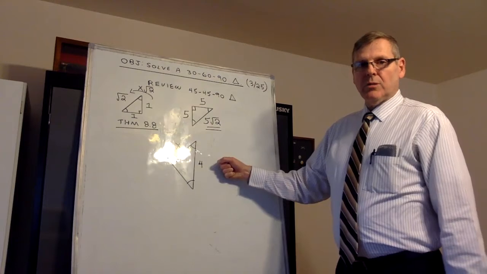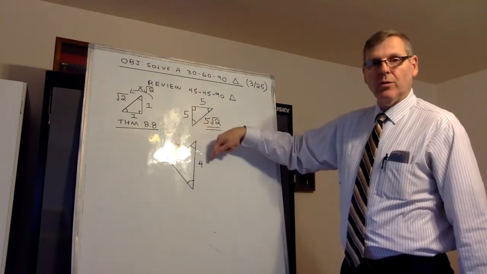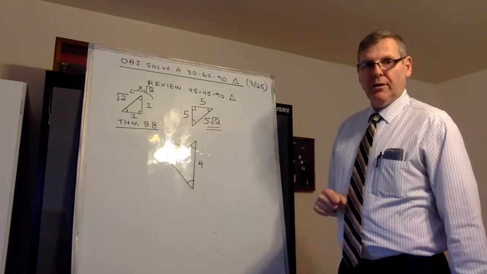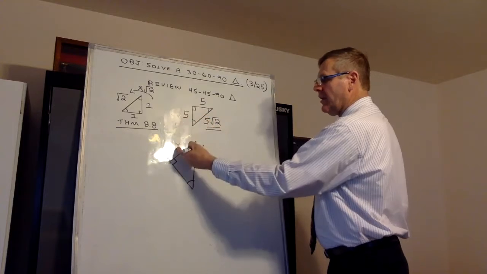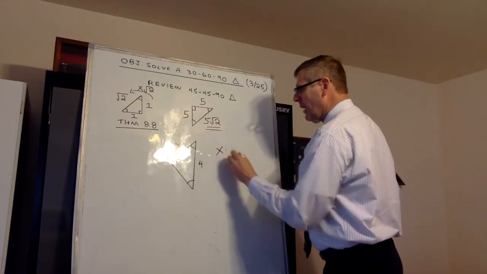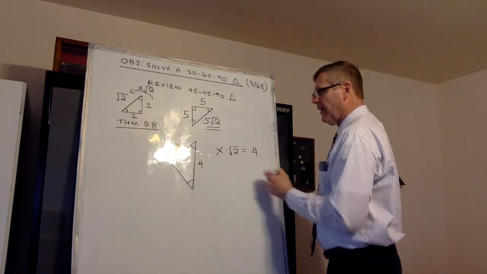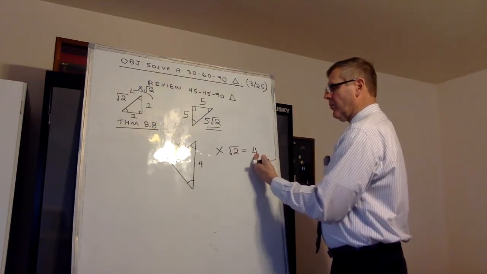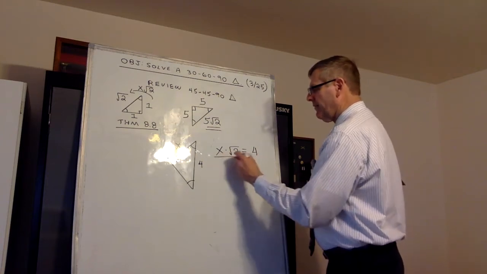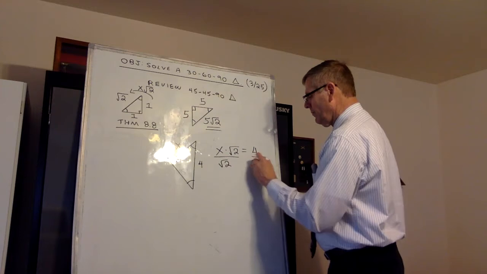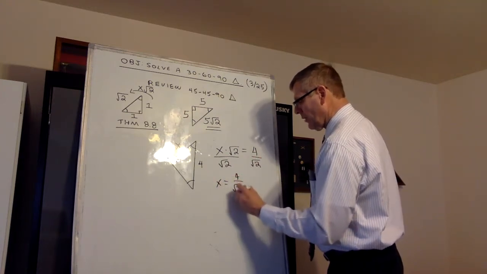The other type problem was a little more difficult. It was given the hypotenuse, how can you get the side that would have produced that hypotenuse? Well, I used the same theorem. I know that this leg x multiplied by the square root of 2 has to give me the hypotenuse, which is 4. So x times the square root of 2 is 4. If I divide both sides by the square root of 2, I get x is equal to 4 divided by the square root of 2.